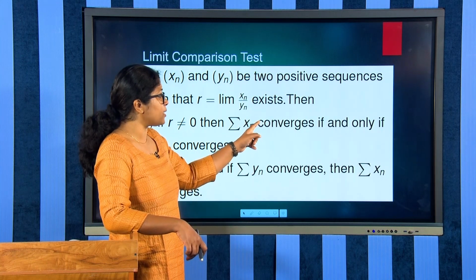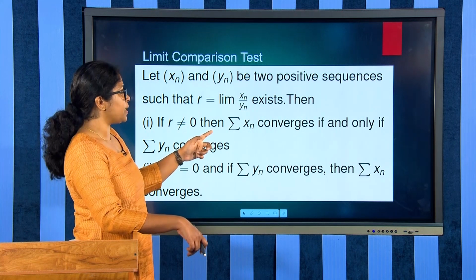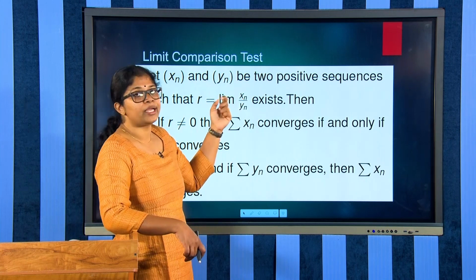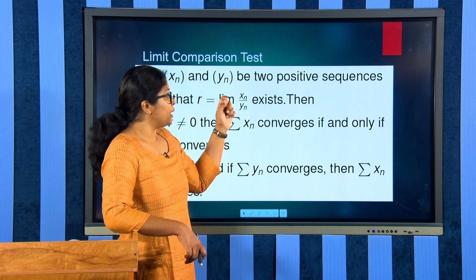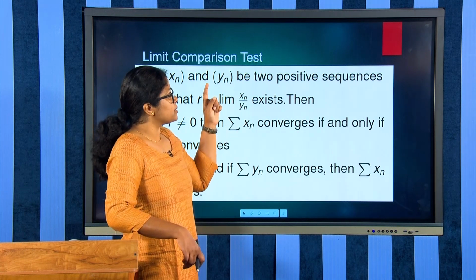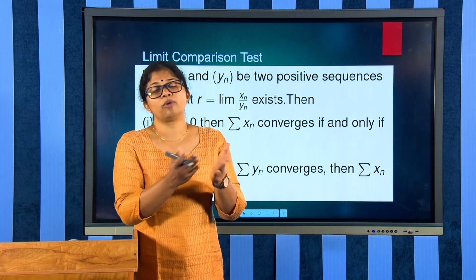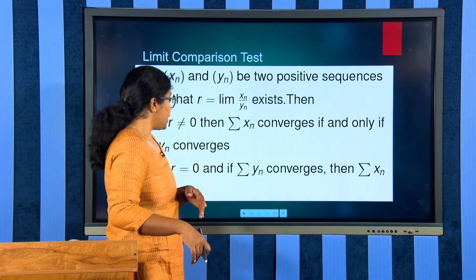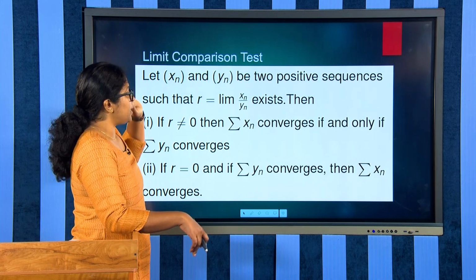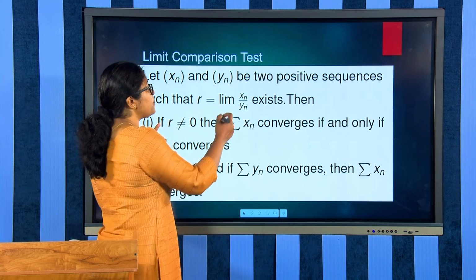Sigma xn converges if and only if summation yn converges, and vice versa. So, we can see that if this ratio is going to a finite non-zero quantity, then the two series sigma xn and sigma yn both converge or both diverge. And if the ratio is going to 0 as n tends to infinity, then what happens? So, we are having the limit xn by yn as the ratio.